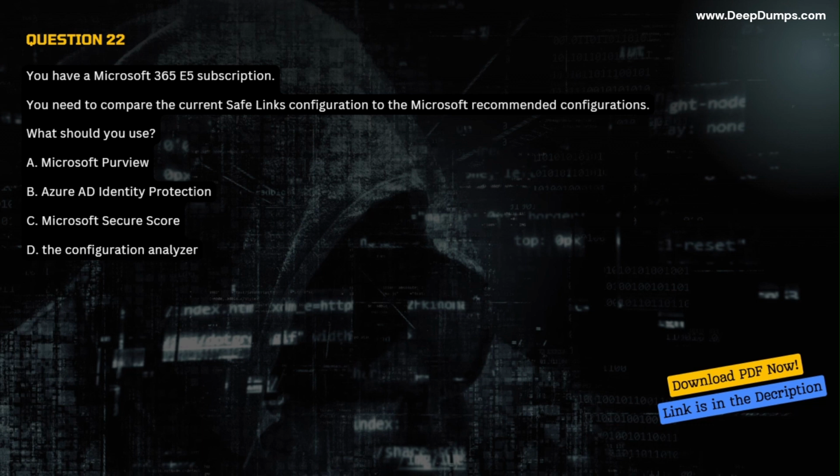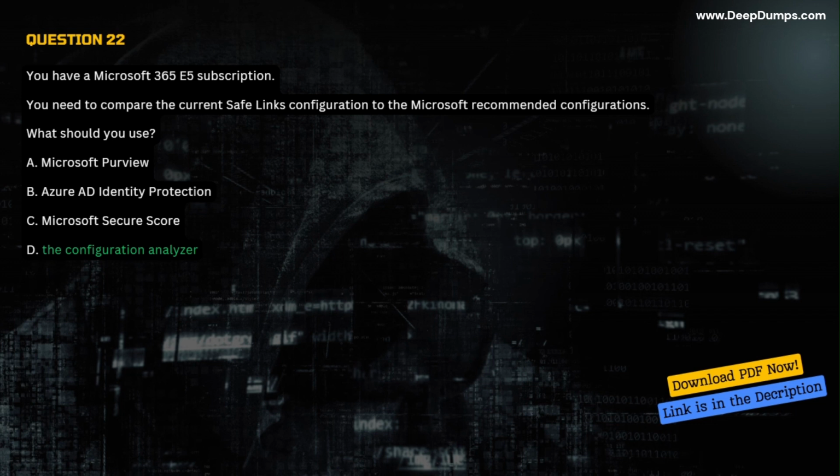Question 22. You have a Microsoft 365 E5 subscription. You need to compare the current Safe Links configuration to the Microsoft recommended configurations. What should you use? A. Microsoft Purview. B. Azure AD Identity Protection. C. Microsoft Secure Score. D. The Configuration Analyzer.